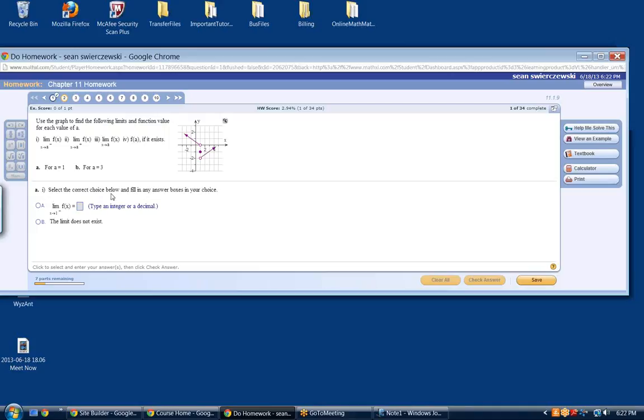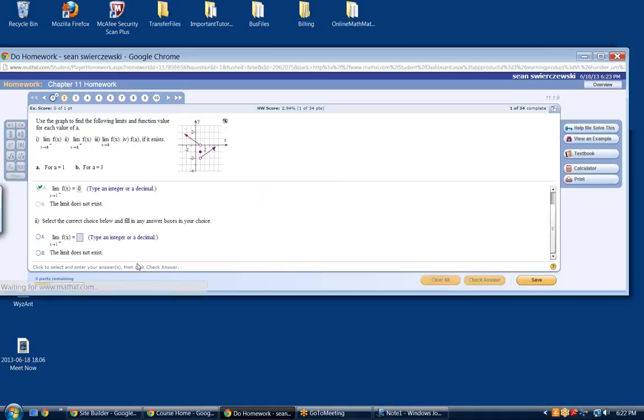Okay, so let's see. We want to check the correct choice and fill in. So the limit of f of x as we approach 1 from the left was 0. And b was... you have to hit check answer. It does it step by step. Okay. So the limit of f of x as we approached it from the right was -2.